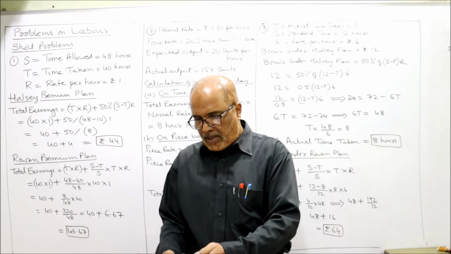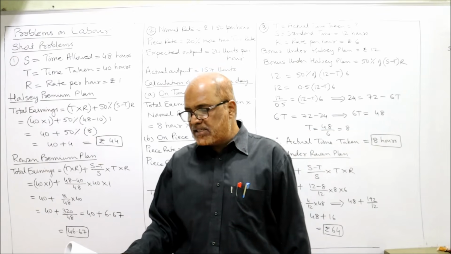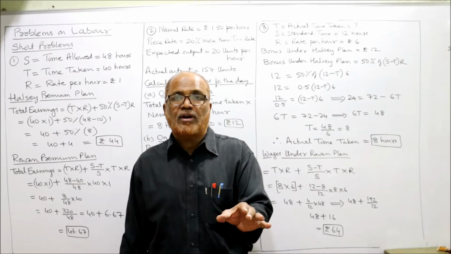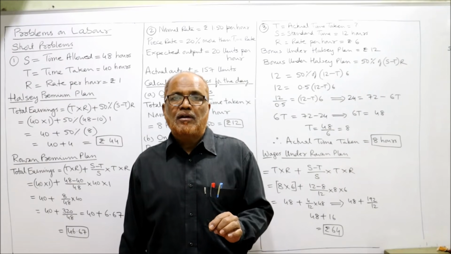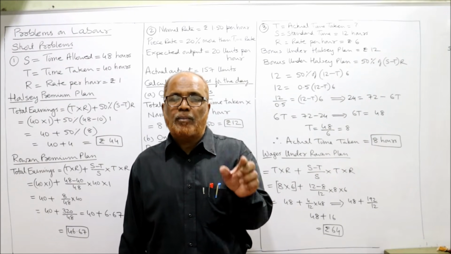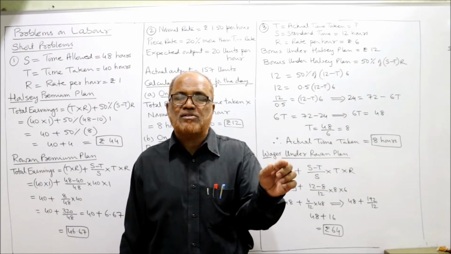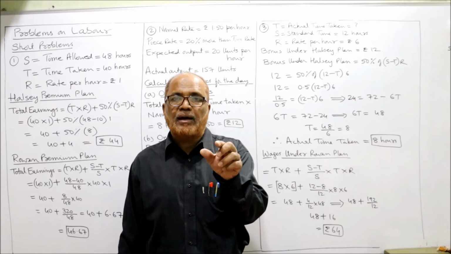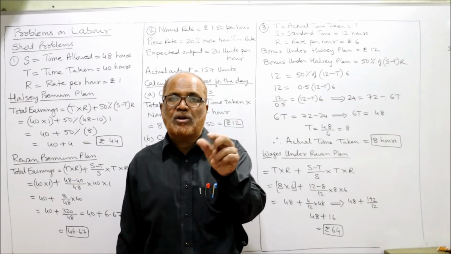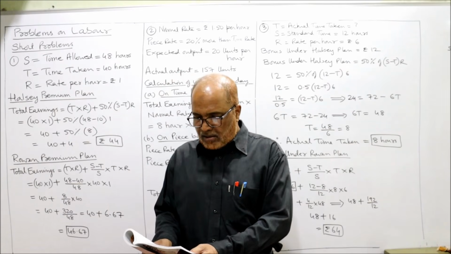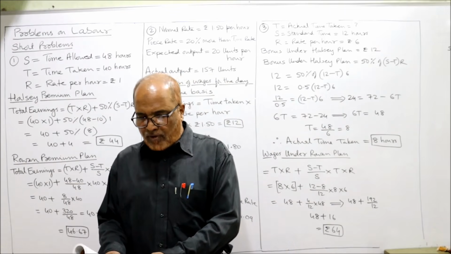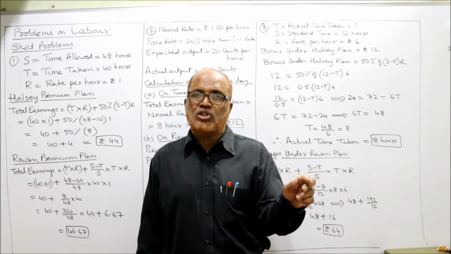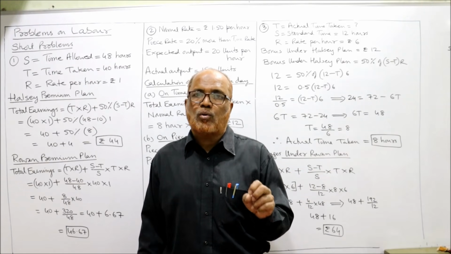Question number 3. A worker completes a job in certain number of hours. We don't know how many certain number of hours. That's what we have to calculate. So T, actual time taken, not given in the problem. Then the standard time allowed for the job is 12 hours. And S is equal to 12 hours.